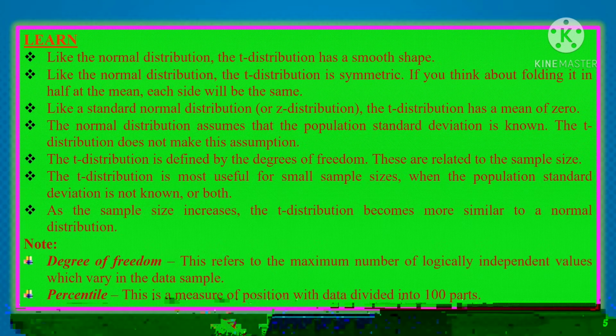So you just have to take note that the degrees of freedom refers to the maximum number of logically independent values which vary in the sample data. So degrees of freedom stands for DF. Percentile is a measure of position with data divided into 100 parts.